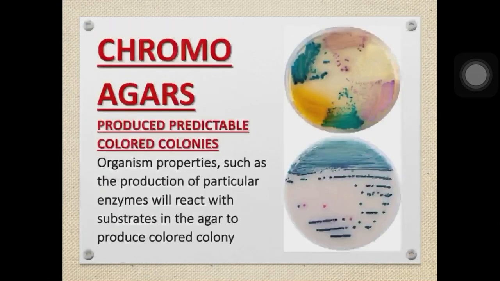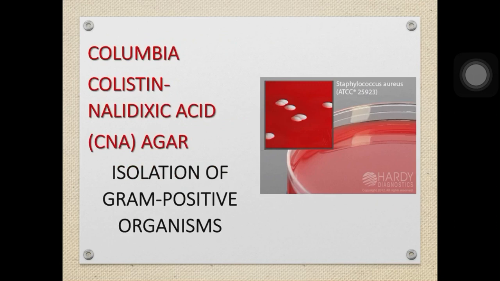Chromo-agar or chromogenic agar, from the word chromo, which means color. Dito po sa right may mga pictures po tayo ng chromogenic agar. These are agar that produce predictable colored colonies. Organism properties such as the production of particular enzymes will react with the substrate in the agar to produce colored colonies. Colistin nalidixic acid agar or Columbia CNA agar. Now, this agar can be used for the recovery of gram-positive organisms, for example, Staphylococcus aureus.